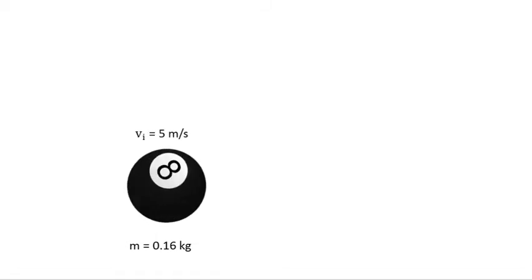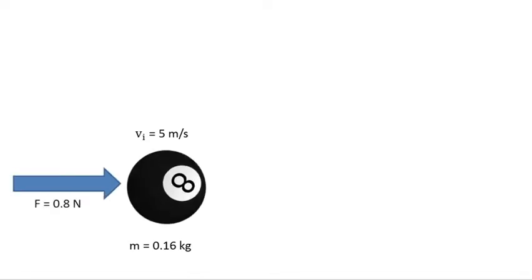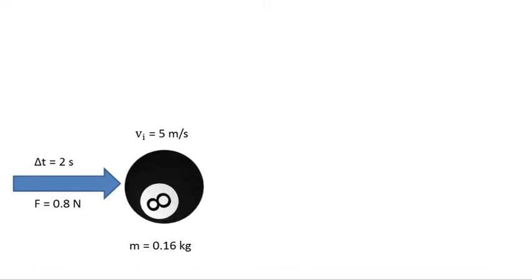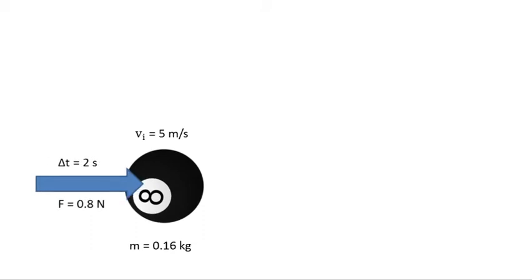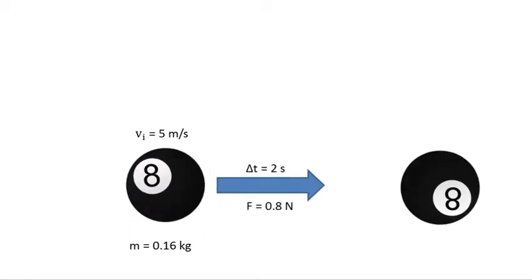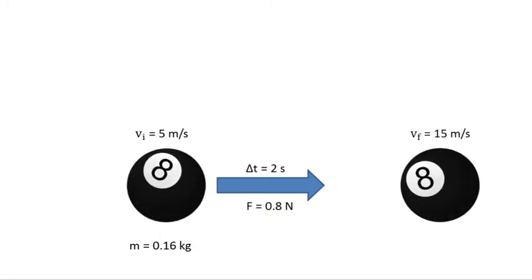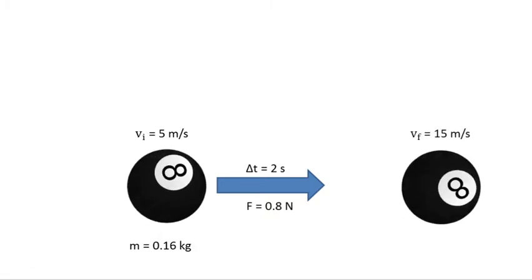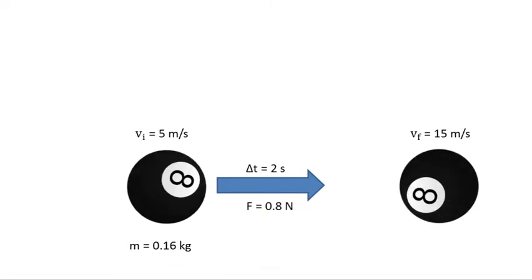Let a ball with mass 0.16 kg move in this direction with an initial velocity of 5 meters per second. Suppose an external force of 0.8 Newton acts on this object for a short time of 2 seconds. As a result, the ball starts moving at a new velocity of 15 meters per second.